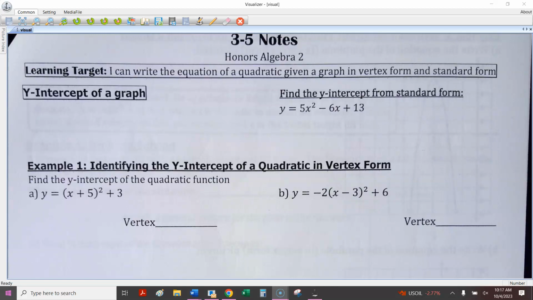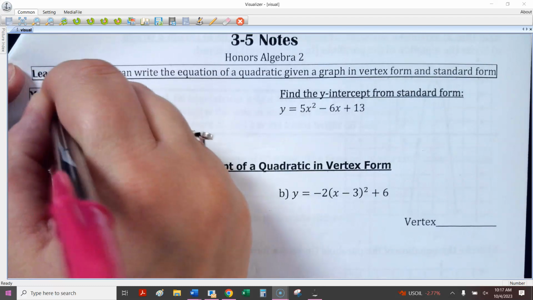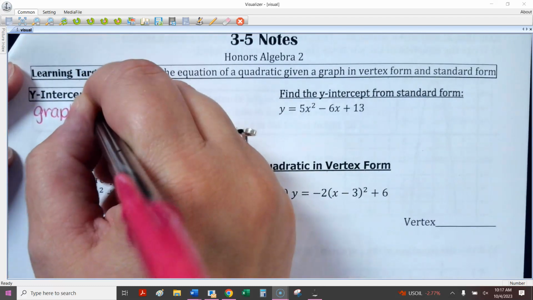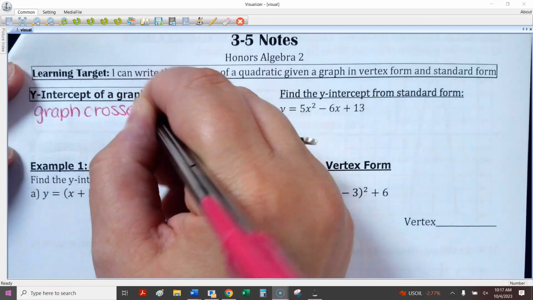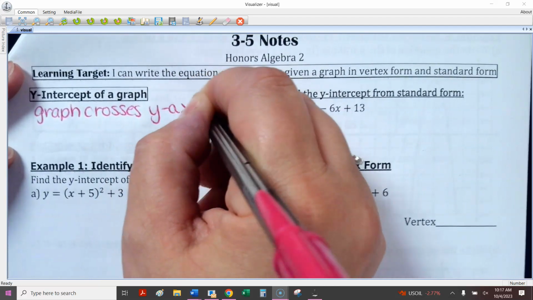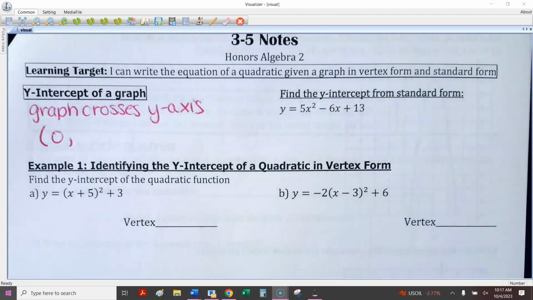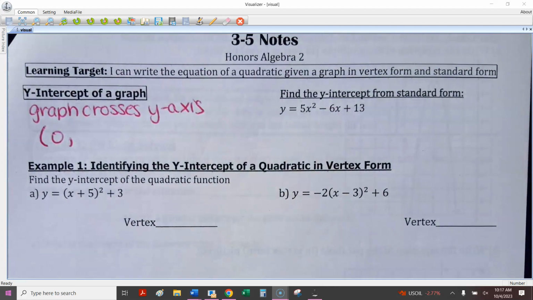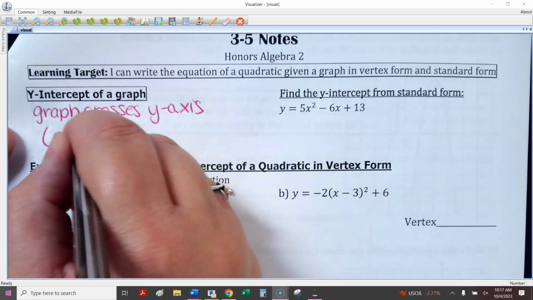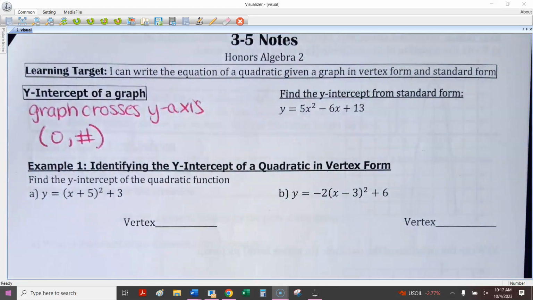Okay, it's just where the graph crosses the y-axis. The y-intercept is where your graph crosses, just in general, the y-axis. The point has to be of the form where the x-coordinate is 0, and then the y-coordinate, I'm just going to put a little pound sign to represent. It could be any number, but the x-coordinate does have to be 0 if you're crossing the y-axis.